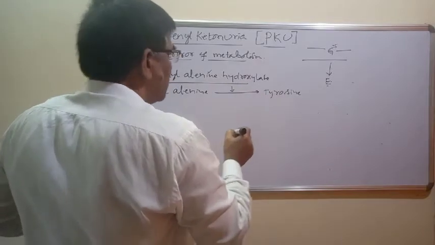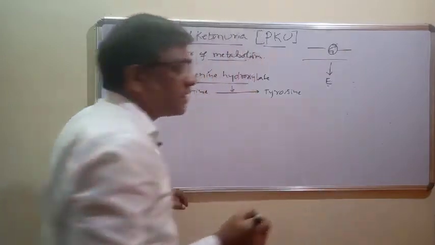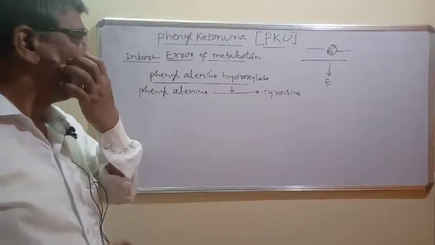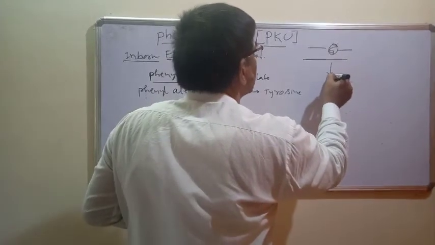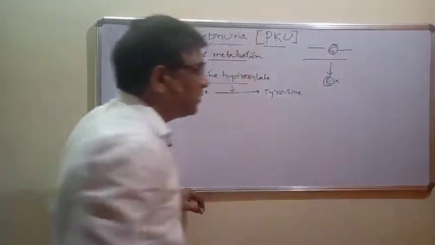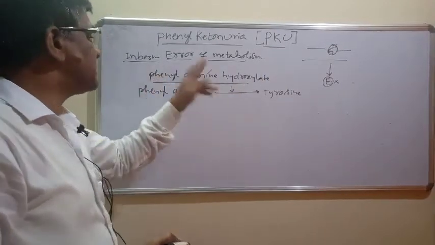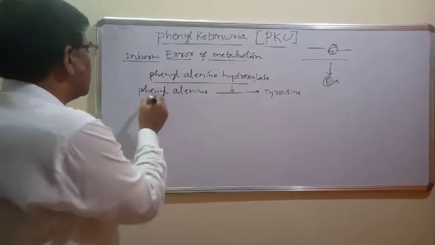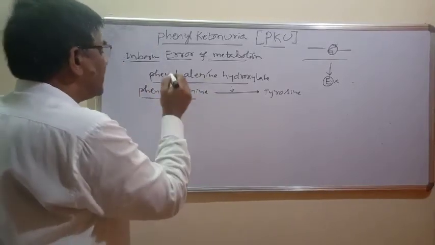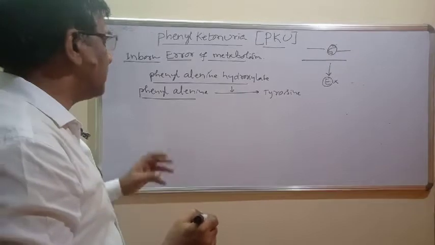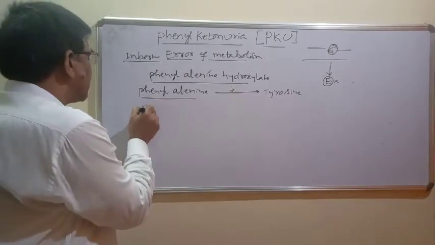Tyrosine is formed. Suppose the individual does not have this gene, or a defective gene or recessive gene is present, now what will happen? This enzyme will not be produced. In the lack of this enzyme, phenylalanine hydroxylase, the phenylalanine remains as it is and gets accumulated in the body, in the blood, and it causes different defects, which we have already explained.